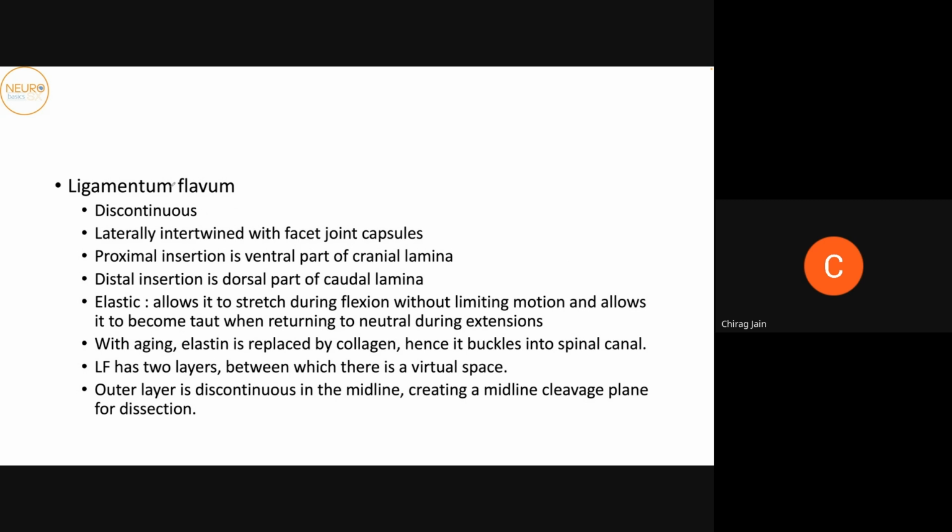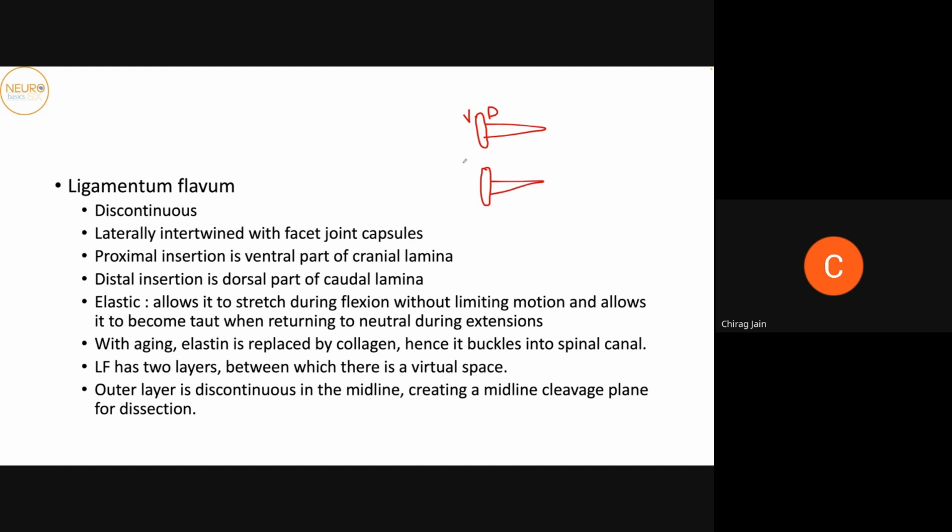The ligamentum flavum is a very important surgical ligament. It is a discontinuous ligament, okay, and laterally it joins up with both sides' facet joint capsules. Now, it can be complicated to remember exactly how it is attached. So imagine this is the lamina above and this is the lamina below. Each lamina has a ventral surface and a dorsal surface. The dorsal surface is where the spinous process is present.